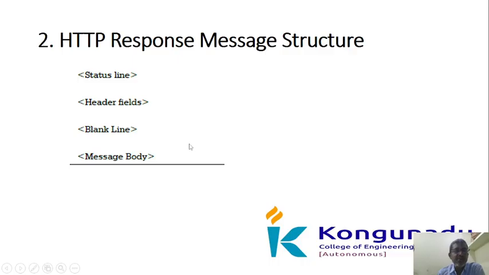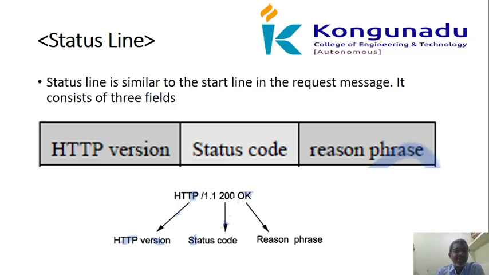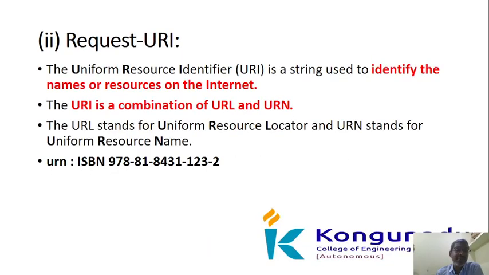Okay. So the next one is the HTTP response message structure. It looks the same, right, but the status line is slightly different. We can see one by one for the response message. The status line is similar to the start line in the request message. It consists of three fields: first the HTTP version, then the status code, and then the reason phrase. The same thing applies in the status line of the response as in the request.